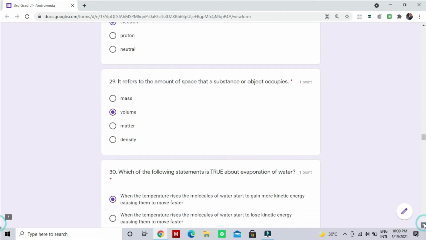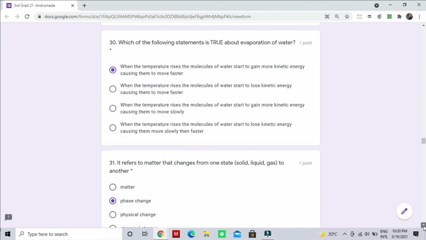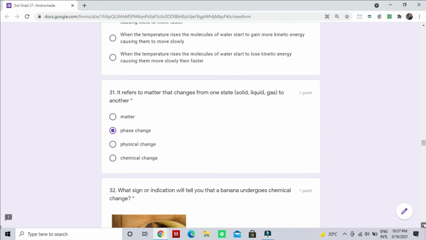Question number 29. It refers to the amount of space that a substance or object occupies. The correct answer is volume. Question number 30. Which of the following statements is true about evaporation of water? The correct answer is, when the temperature rises, the molecules of water start to gain more kinetic energy, causing them to move faster.